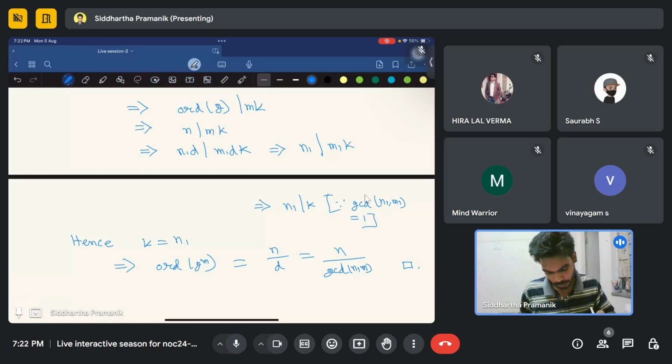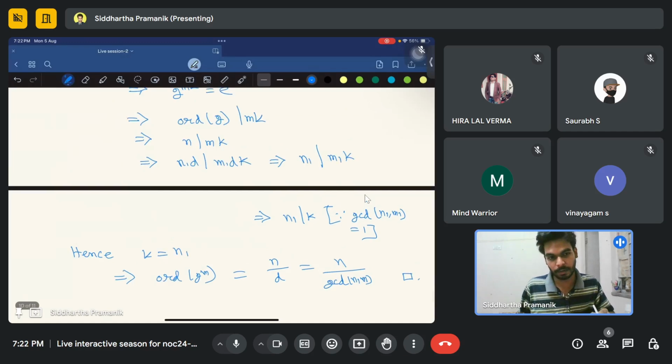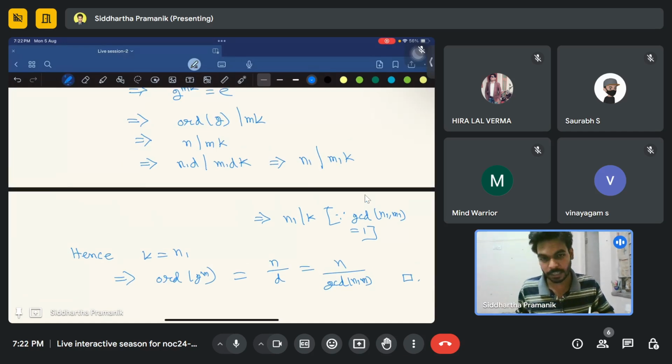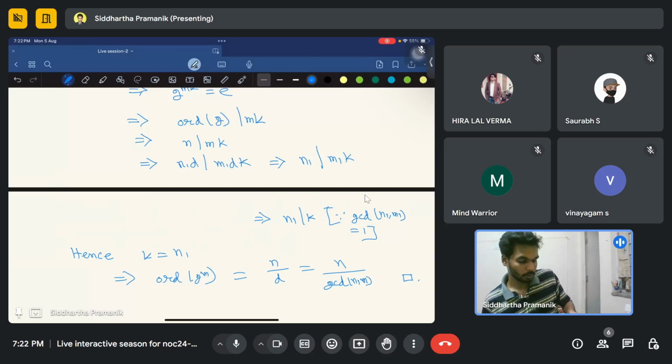So I hope it is okay. We have used a little bit of number theory, but this formula is very much useful. So you should remember these properties while doing problems.